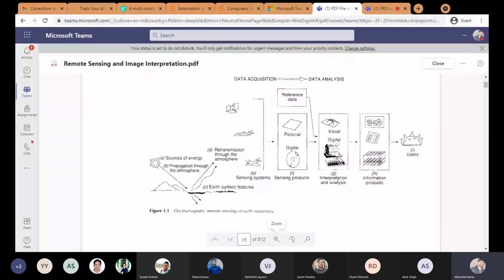Then after that, the information product. What kind of information product you generate is related to the application, and the last step is the end users who are going to use that information product for their applications.